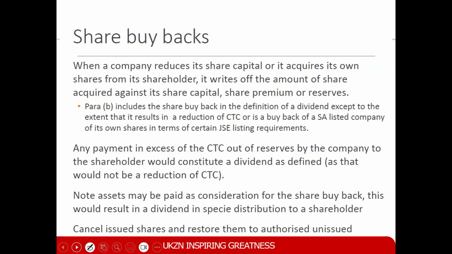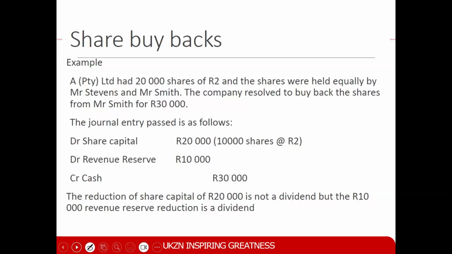So yes, that's what happens. Share buybacks example, we've got A PTY Ltd. They had 20,000 shares of 2 rand each, and the shares were held equally by Mr. Stephen and Mr. Smith. The company resolved to buy back the shares from Mr. Smith for 30,000. So they had 20,000 shares of 2 rand each, as you can see, that's 40,000. The shares are held equally, meaning each person has 10,000 shares at 2 rand each, that's 20,000.